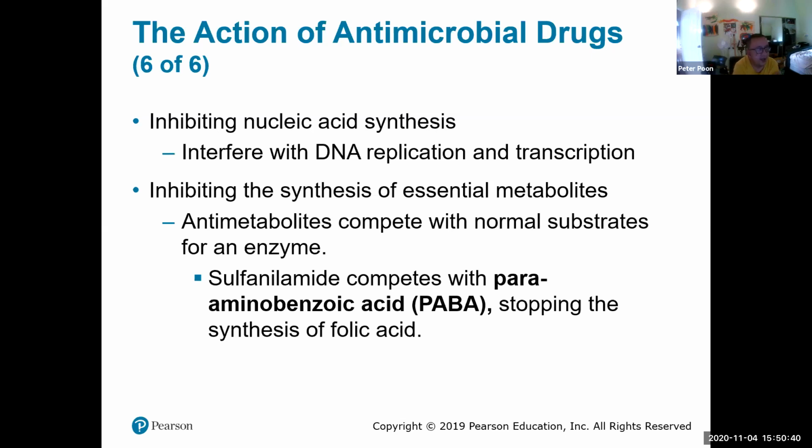Inhibiting nucleic acid synthesis interferes with DNA replication and transcription. We do this with a lot of viruses, actually.